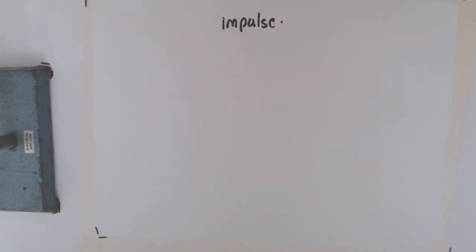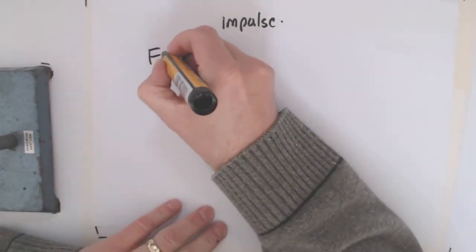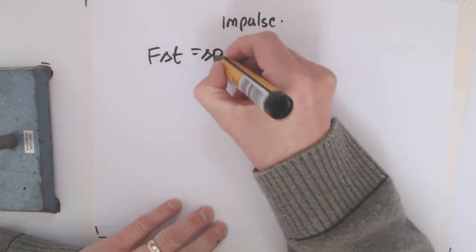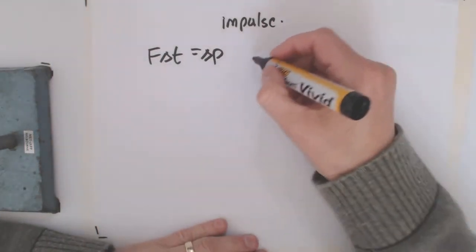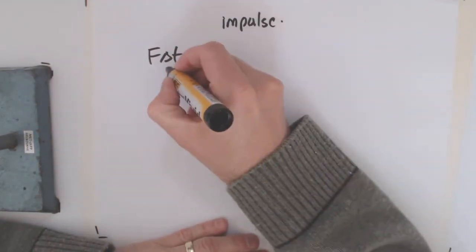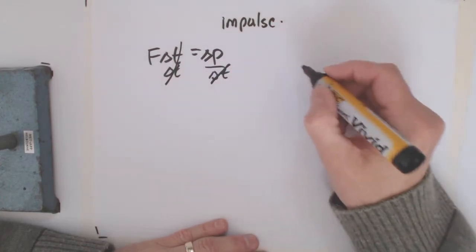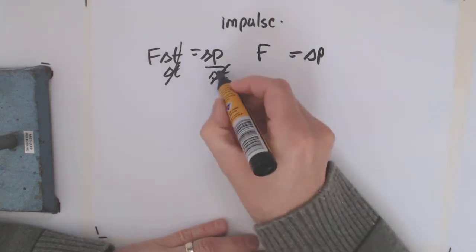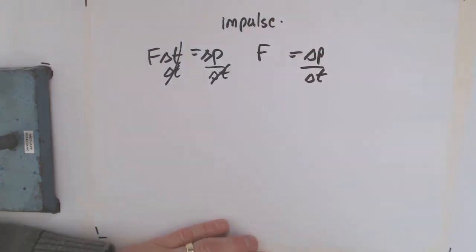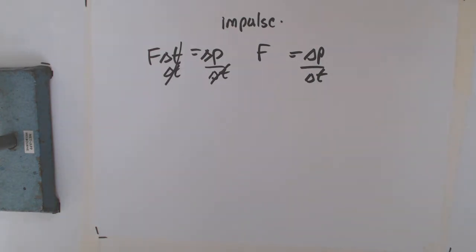Alright, impulse. We introduced it in the last video where we said F delta t equals delta p. We'd already looked at delta p. Two things collide, there's a change in momentum. One momentum might be increased this way, the other one decreased the other way. And we ended the video by saying if we divide both sides by delta t, then we can say F equals delta p divided by delta t. So force is the rate of change of momentum.